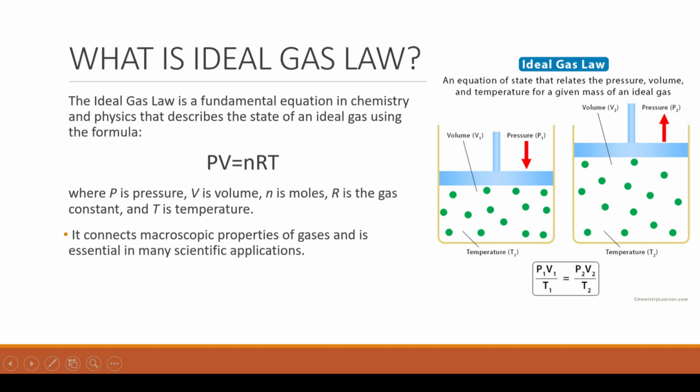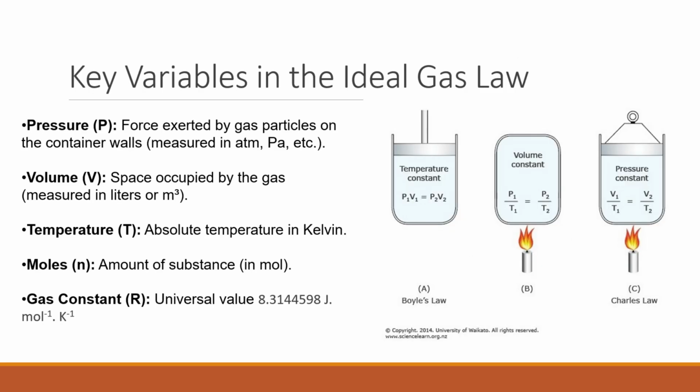The ideal gas law allows us to predict and calculate how gases will behave under different conditions. It is especially useful because it relates macroscopic quantities like pressure and volume to the amount of gas and its temperature. This equation is widely applied in scientific fields and industries like medicine, engineering, and environmental science. Now, let's take a closer look at each of these variables. Understanding each of them is the key to using the ideal gas law effectively.